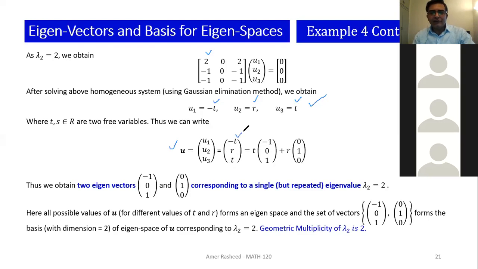So from the first and third, we take common t. We'll get -1, 0, because here we don't have any t. We get 1 here, plus r. R we can take common only from here. So we get 0, 1, 0. So corresponding to lambda 2 is equal to 2, how many eigenvectors do we obtain? 2.